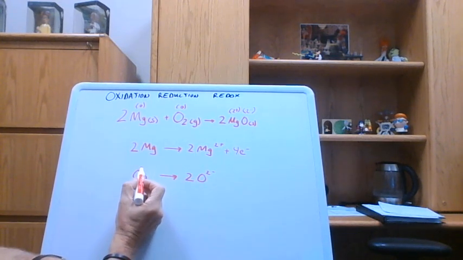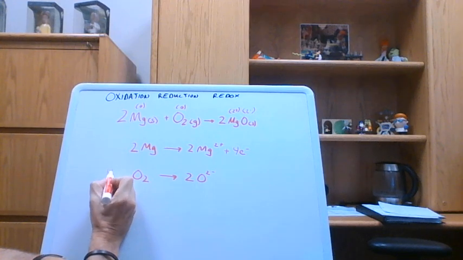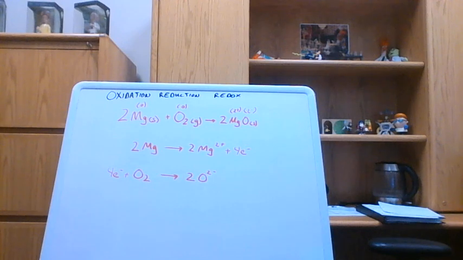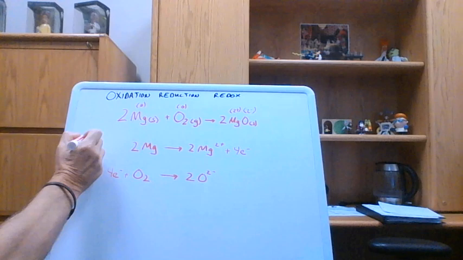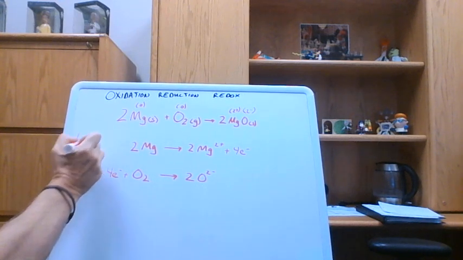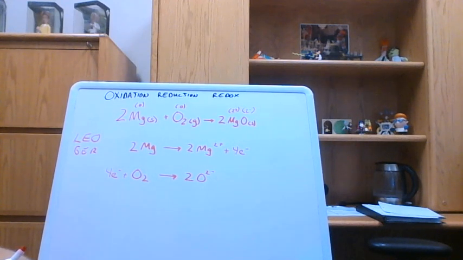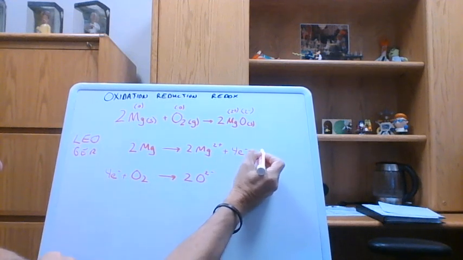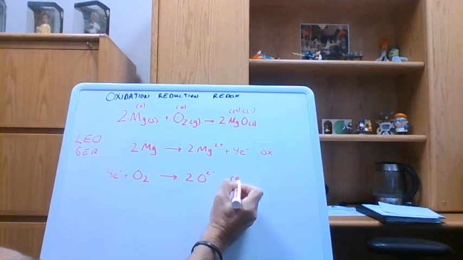Down here, this oxygen has 0. We have 2 oxygens with a -2, so we have a -4 charge on this side of the arrow. So we need to add 4 -1s on this side, so we add 4 electrons to that side of the equation. Now what we're going to try to remember is LEO goes GER, and the loss of electrons is oxidation. Right, so this magnesium here is losing electrons, so this is our oxidation. Here the oxygen is gaining electrons, so this is our reduction.